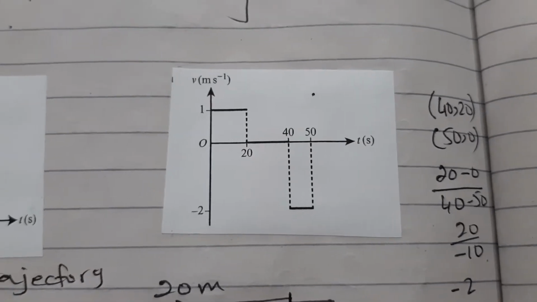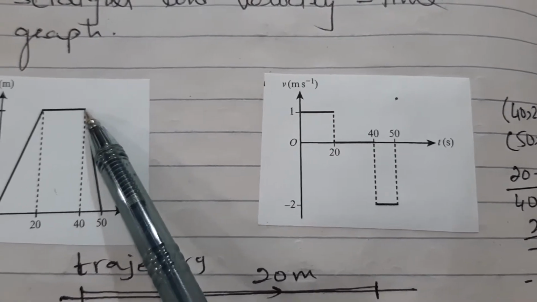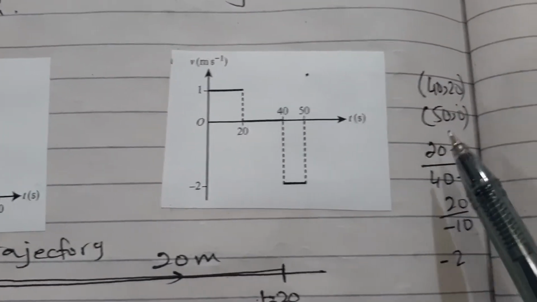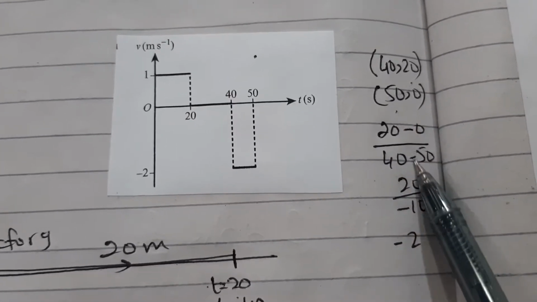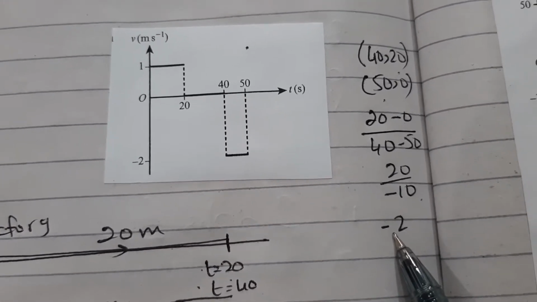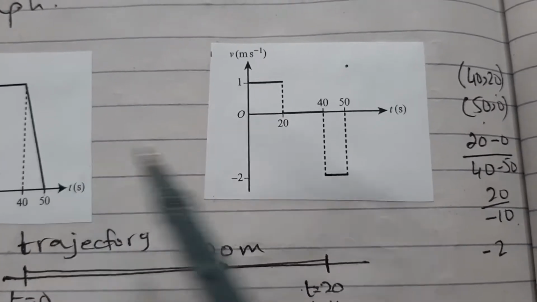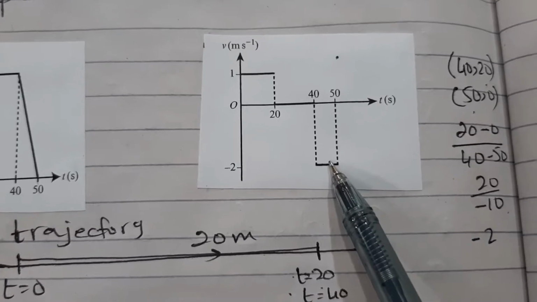So if you see here, I have taken this point which is (40, 20) and this is (50, 0). This is a straight line, so I have applied the gradient formula and I got the answer -2. Because it was a displacement time graph, the gradient will give me velocity, and that's why we are drawing this line here at -2.